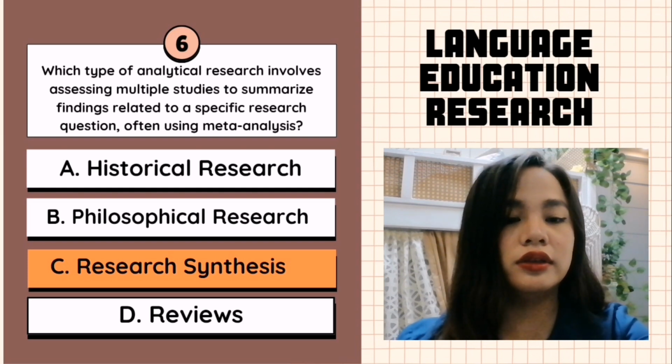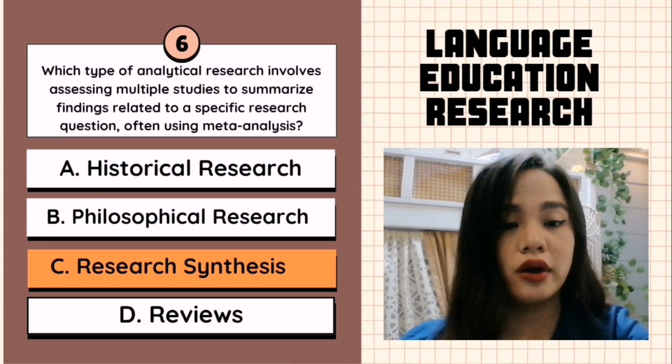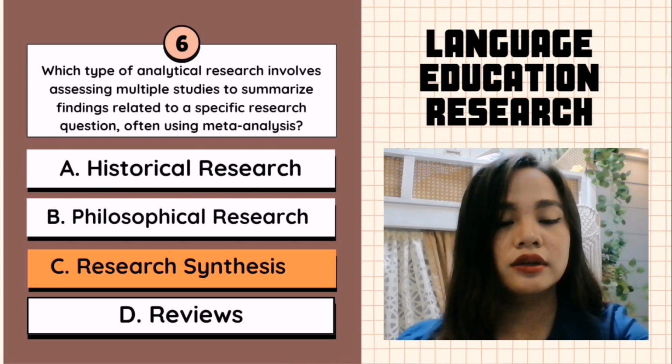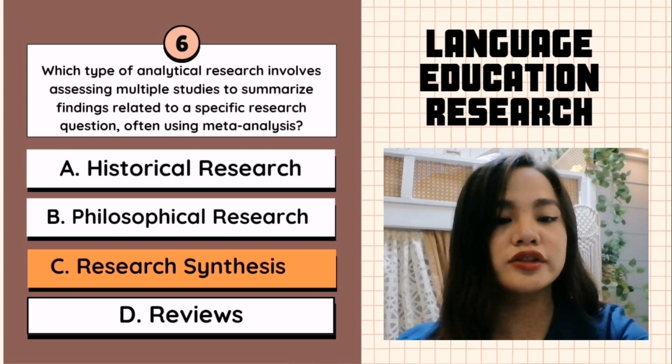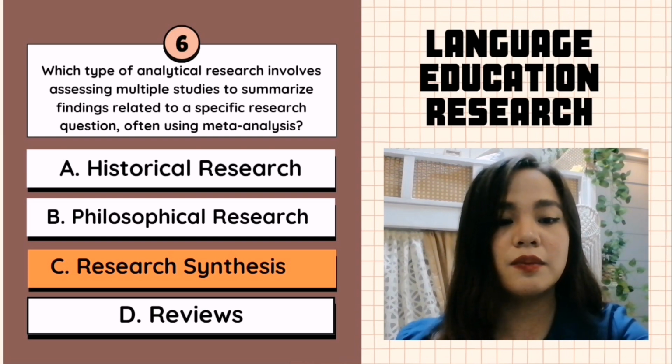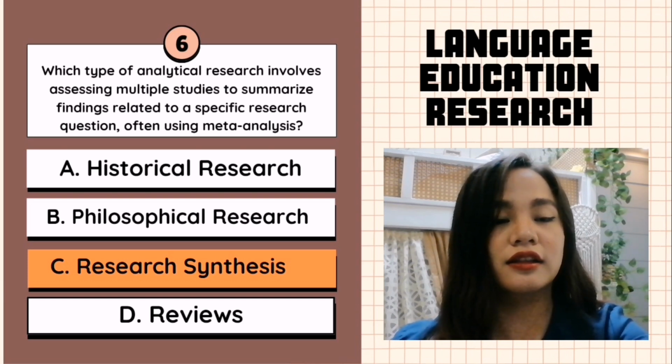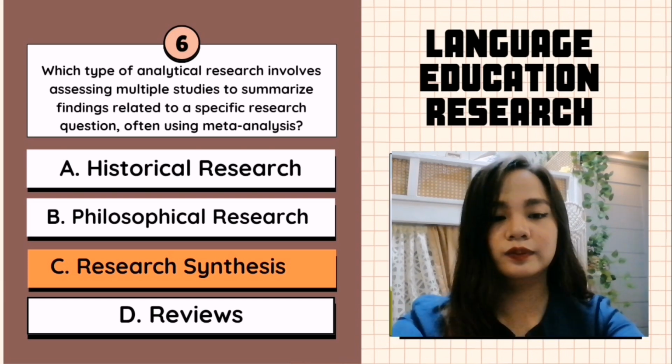Letter D is also wrong because a review is a general evaluation of a study, and while some may include a summary, they are not always as systematic and structured as research synthesis. Research synthesis is a more formal and analytical process focused on answering a specific research question, often with quantitative methods.